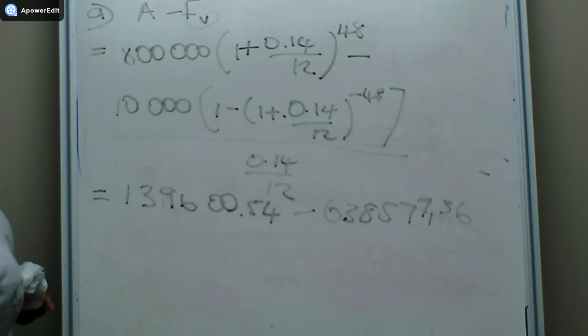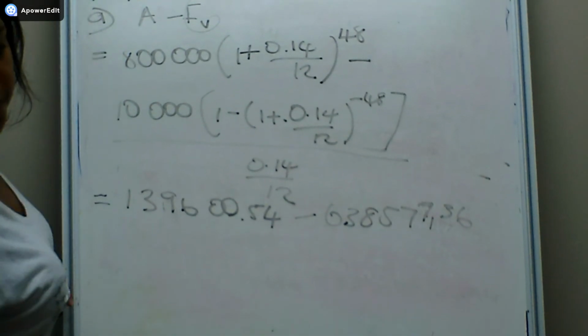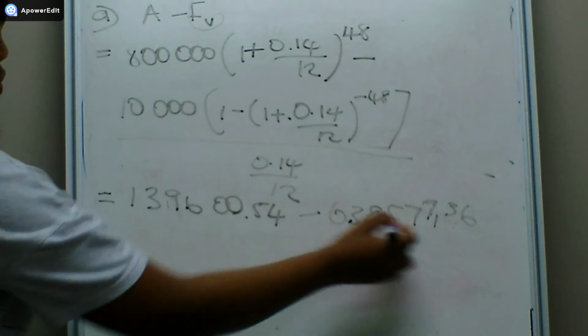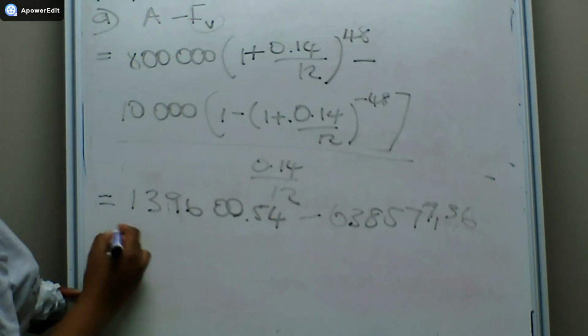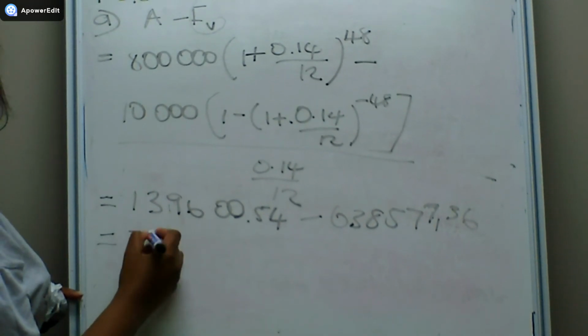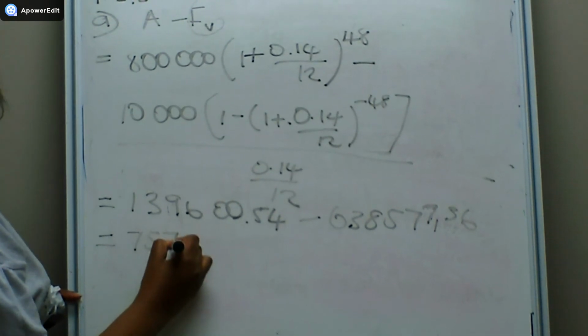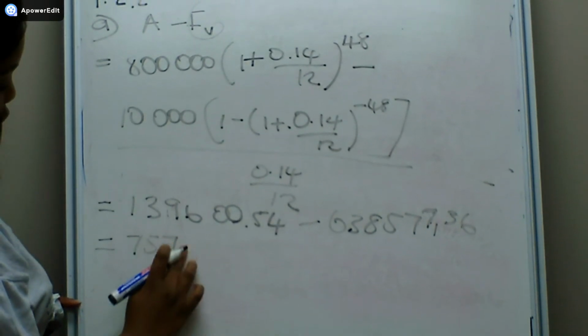So I got my answers for the present value and also for the future value, and then you subtract the two and see what you have left, and that will be our answer. I hope you guys understand.